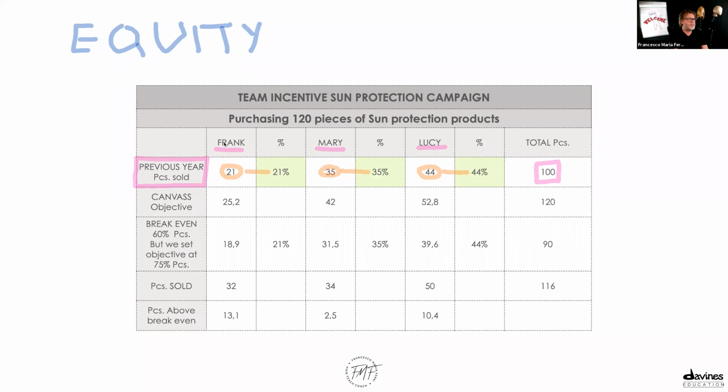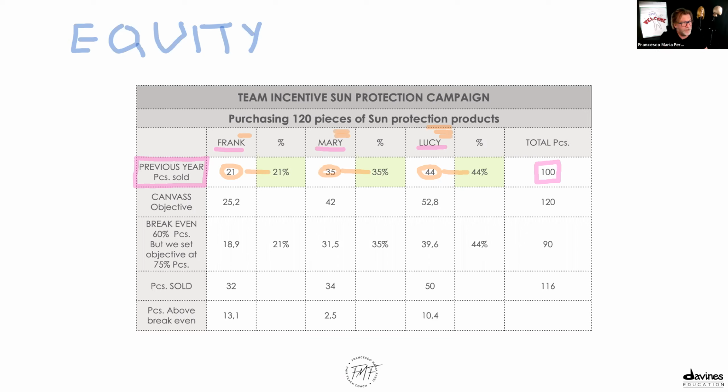However, these 3 are not at the same level. Lucy is, let's say, a senior stylist. Mary is midway, and Frank is the first level. So skills-wise, in terms of maturity, they are different. Now, I want to make sure that everyone has the same opportunity to win the prize.